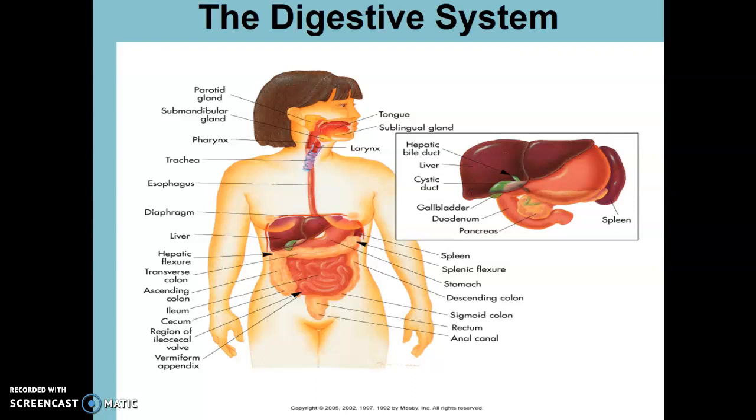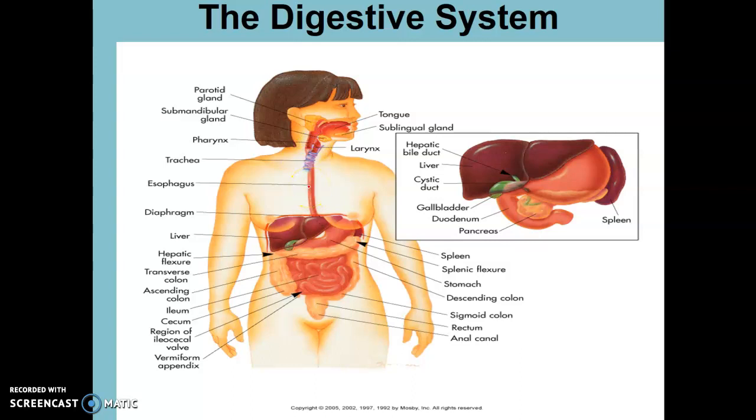So here is a list of all the digestive organs, both the main digestive organs and the accessory organs in our body. Starting out with parotid gland, which is a type of salivary gland, the submandibular gland, the sublingual gland, the tongue, the pharynx. They didn't include the teeth in this one, don't know why. The trachea, they're just pointing out in this figure that the trachea is anterior to the esophagus.